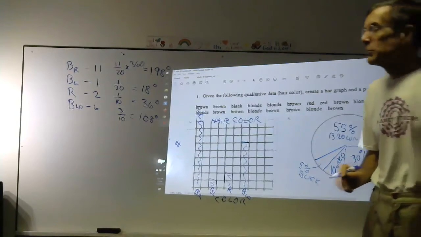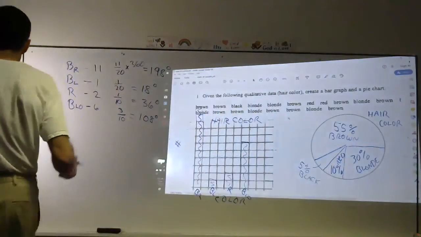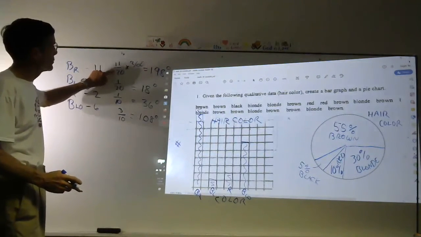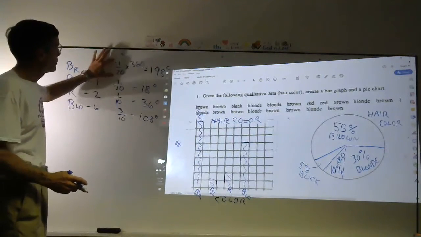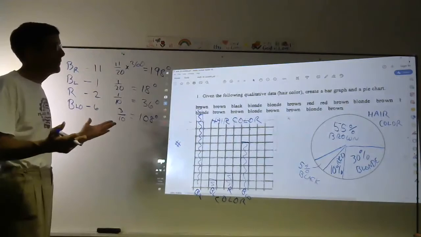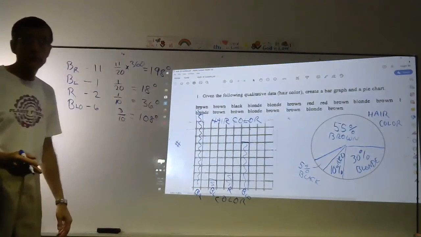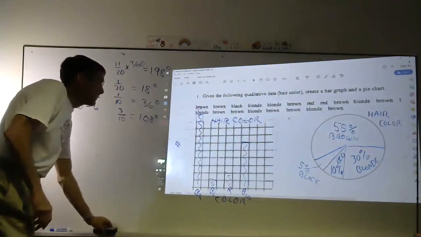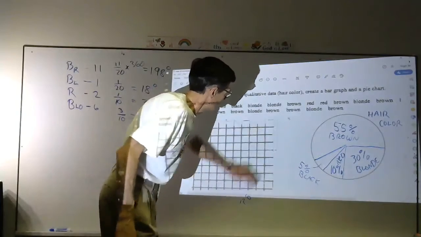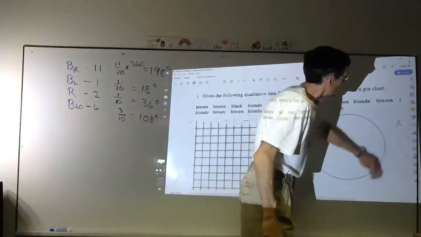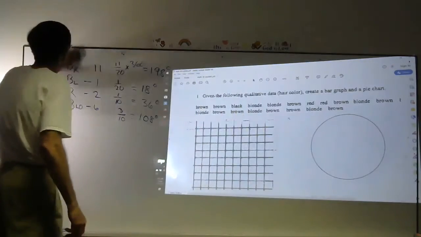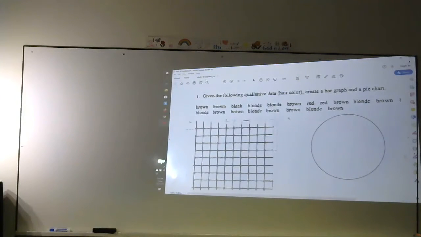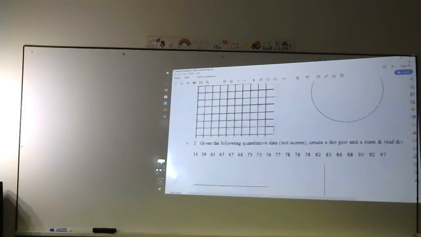Okay? But you have to have a protractor and a calculator to be able to figure out degrees and also percentages. The degrees, you multiply your fraction or your percentage by 360. To get your percentage, you just divide 11 by 20. It's 0.55, which was 55%. Okay? Everybody with me so far? All right, let's get rid of this. And this. And continue on.